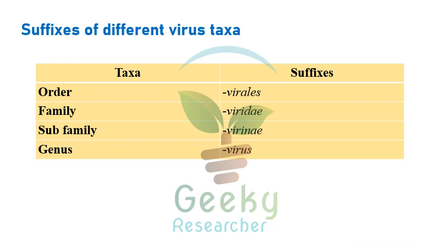So this is some general description about plant viruses. Now we'll see the suffixes. Order ends with virales, family ends with viridae, subfamily ends with virinae, and genus ends with virus. This is quite common if you take any virus.